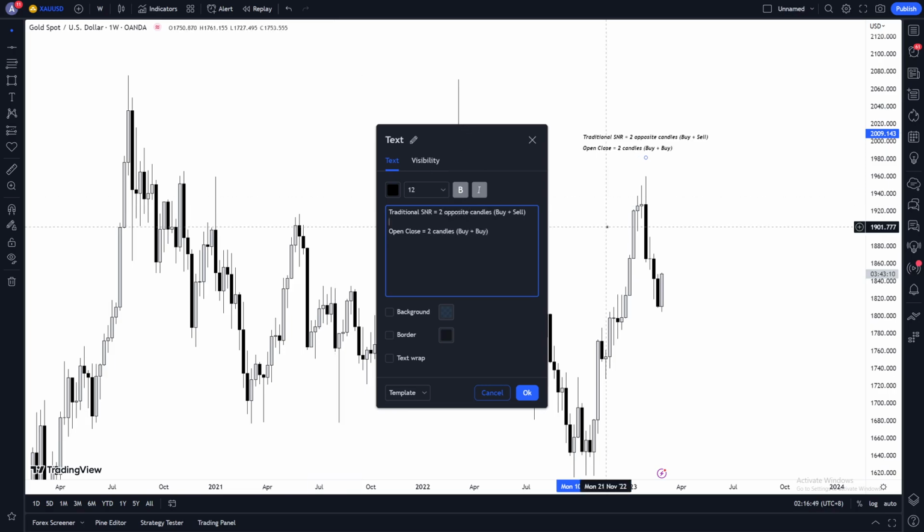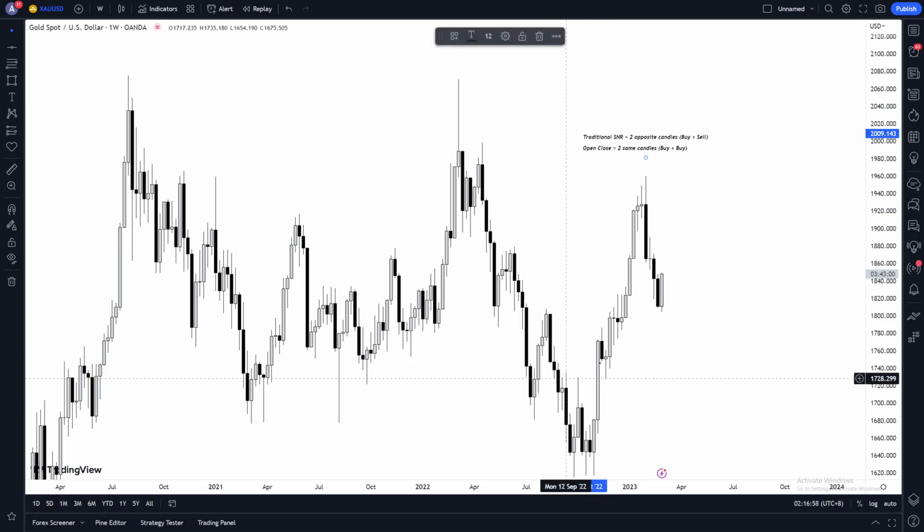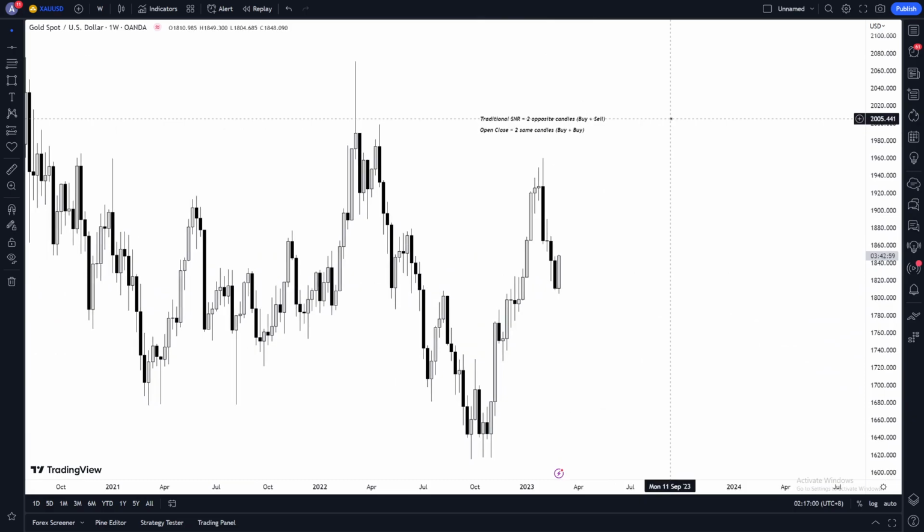So with traditional SNR, we have two opposite candles. Buy is opposite to sell, sell is opposite to buy. Here, we have the exact same candles: buy, buy, or sell, sell. So now I've given you the theory. Open close is the two same candles. Now, how do we actually mark this up on the charts?